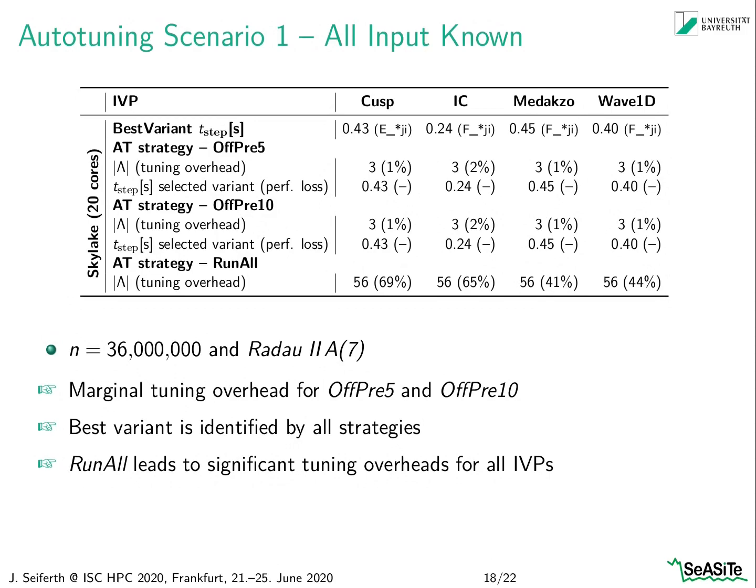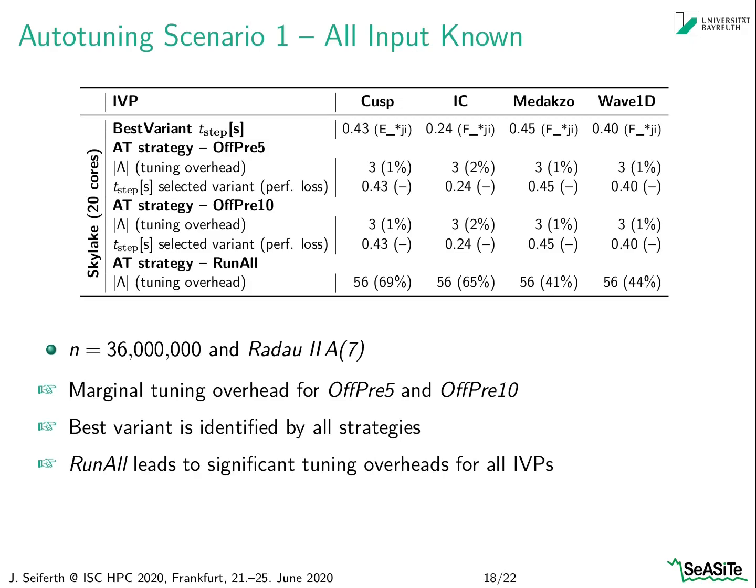Using the introduced testbed, we studied different autotuning scenarios. For the first scenario, we assume that all input is known at installation time, in particular the ODE system size n, which we set to 36 millions. Here we do not need Offsite's working set model, as we are only interested in the prediction for a single n value.